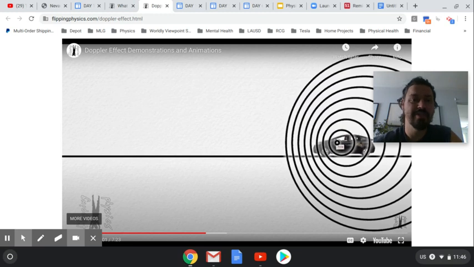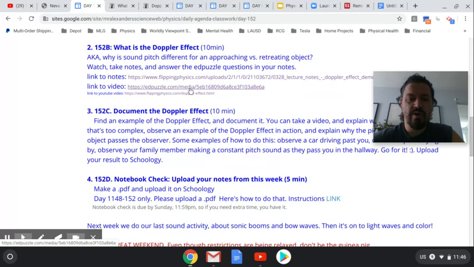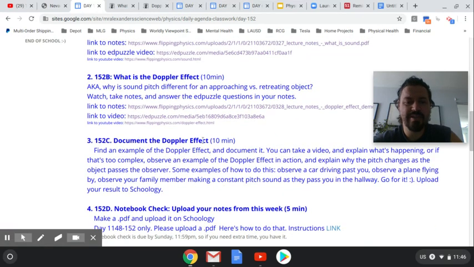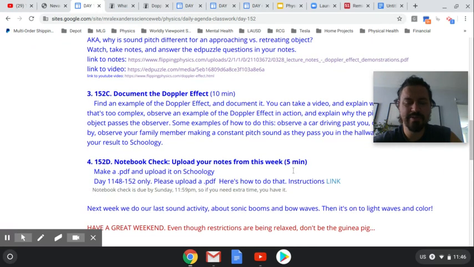If you have questions, shoot me a note on the Remind app or via Schoology. So with that, I want you to try and document the Doppler effect. So instructions for how to do this are here, and you can upload your results onto Schoology.